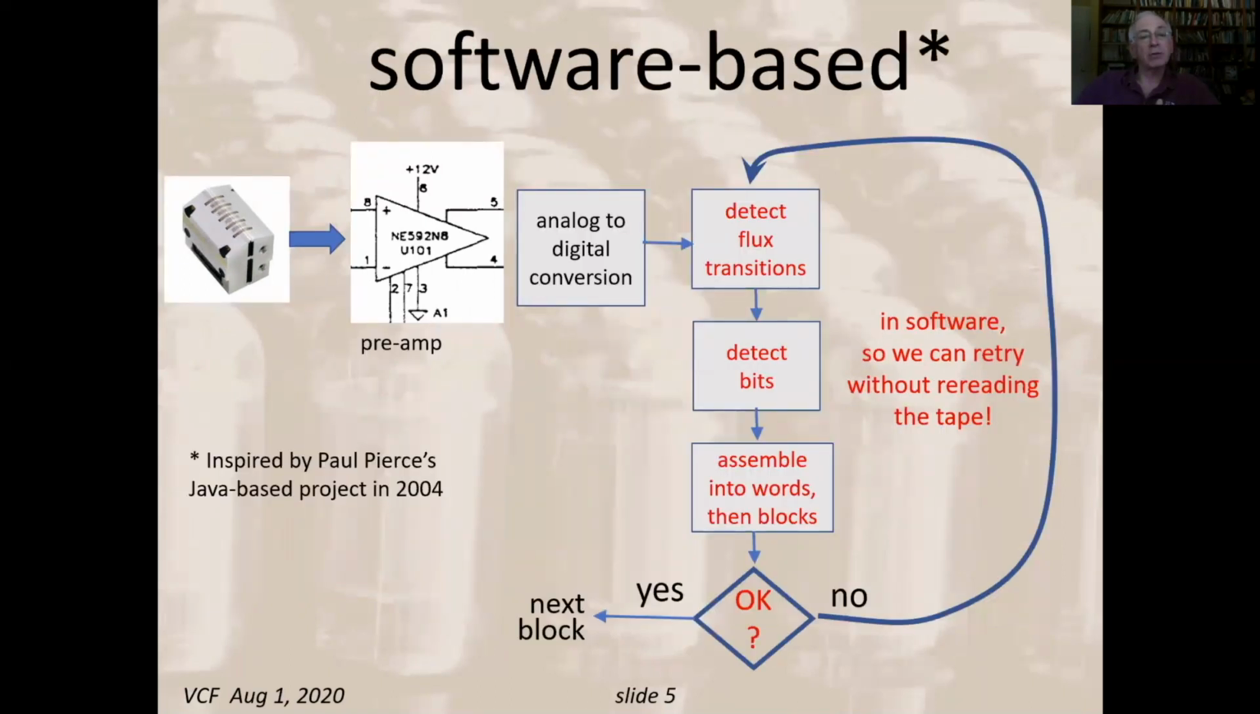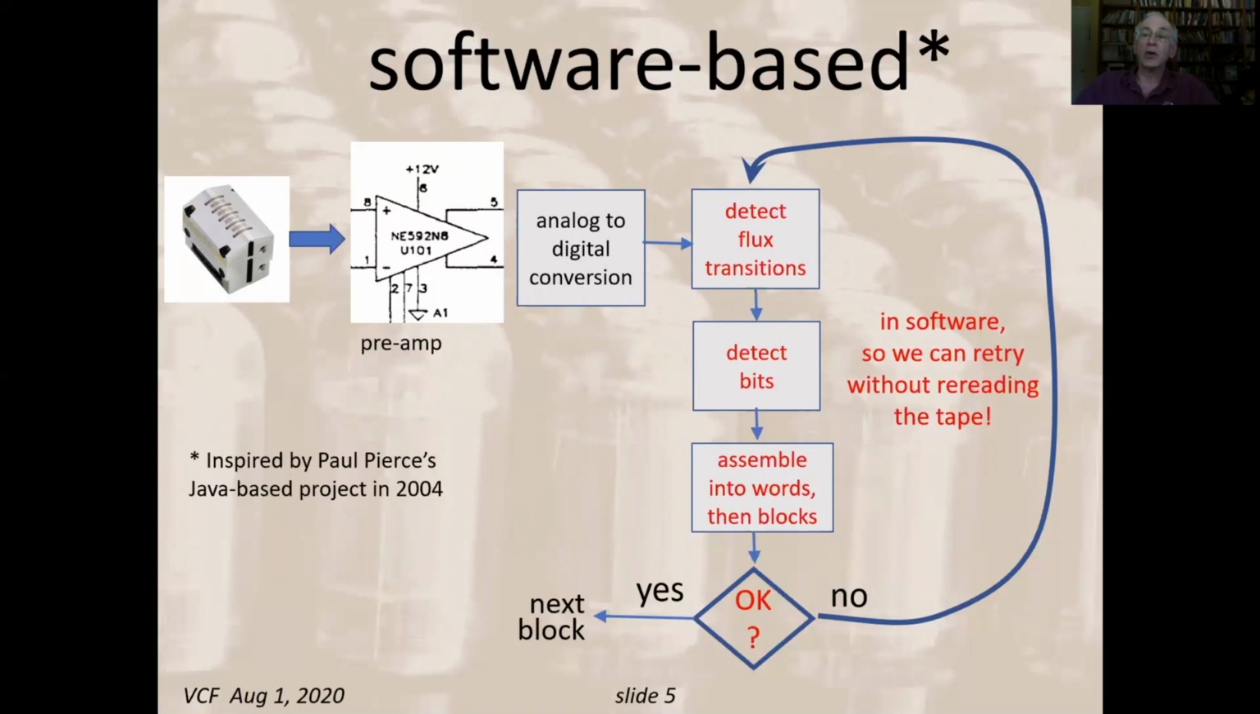Now, I was inspired by a project I knew that Paul Pierce up in Oregon had done in 2004 with some Java software to do software-based data recovery. You start with the read head, you do the minimal amount of hardware necessary to boost the signal, do an analog to digital conversion, and then do all of the subsequent processing in software. Detect flux transitions, use that to determine the bits, assemble those bits into words and blocks, determine your success, and then try it again if it's not good.